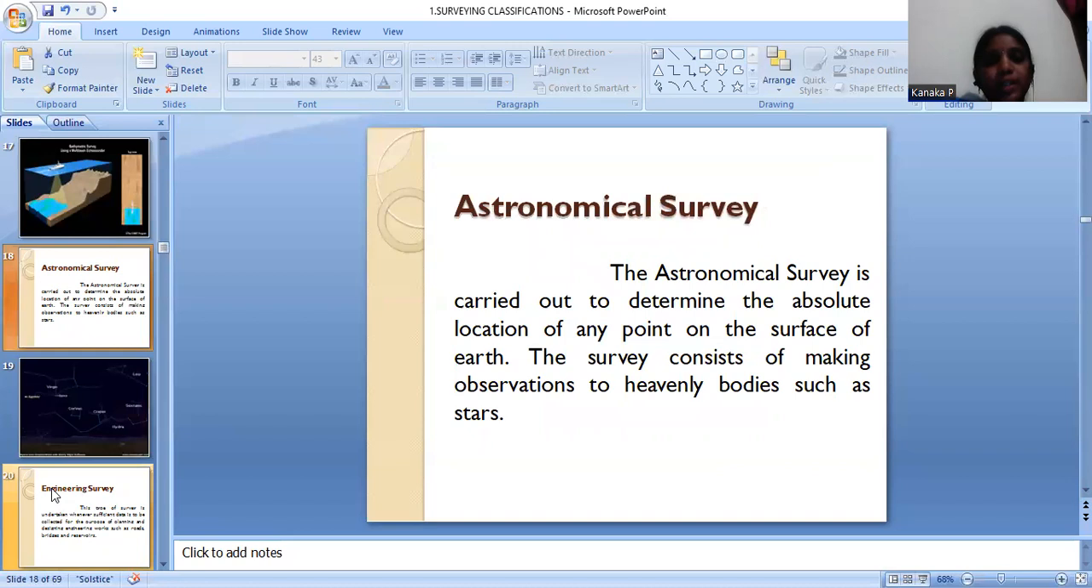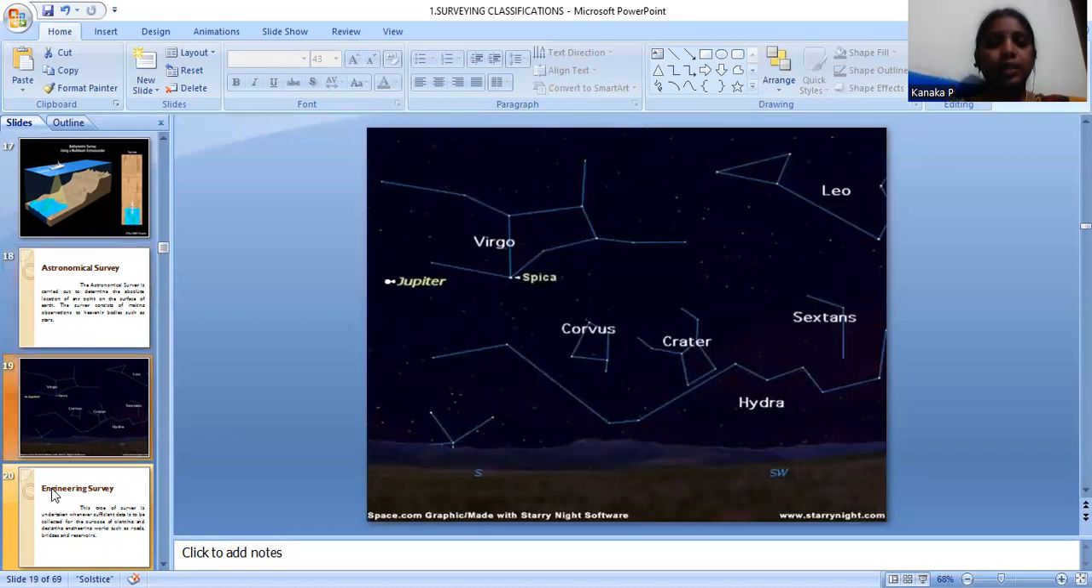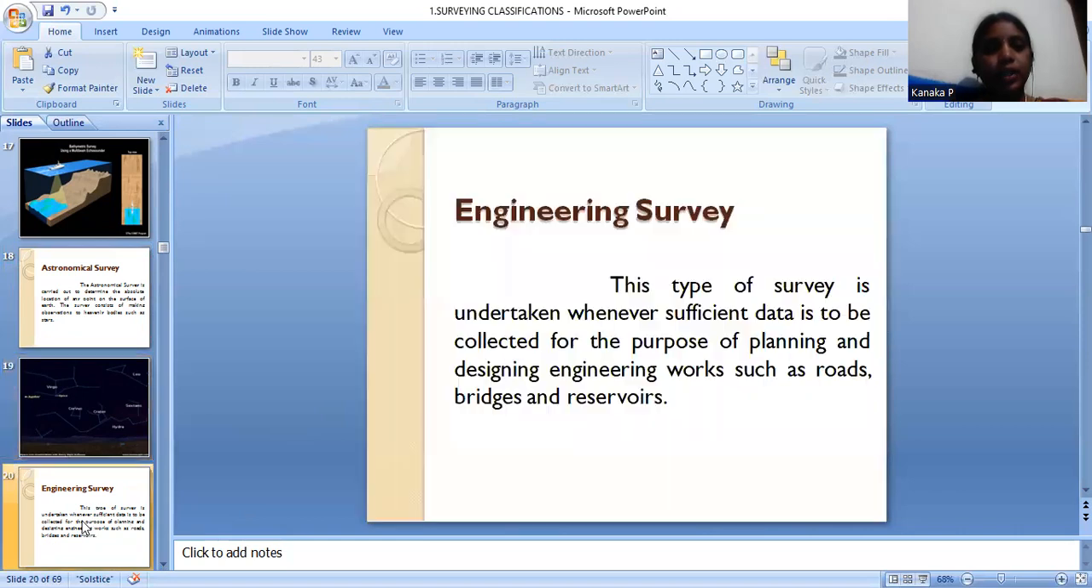The astronomical survey is to determine the absolute location of any point on the surface of the earth. Observation of heavenly bodies such as sun, stars, etc. And then this is an astronomical survey. Absolute location of the survey is determined by the astronomical survey, and then engineering survey.